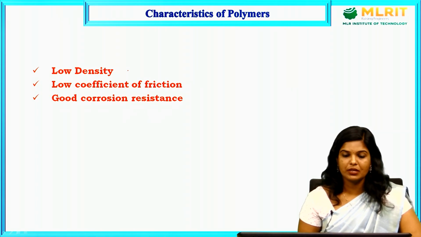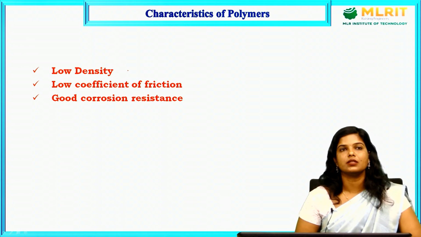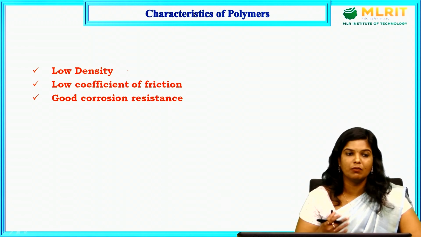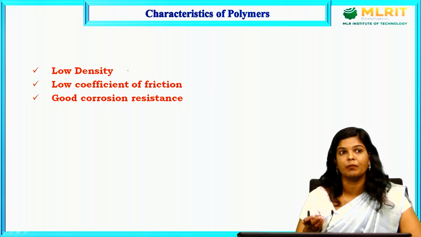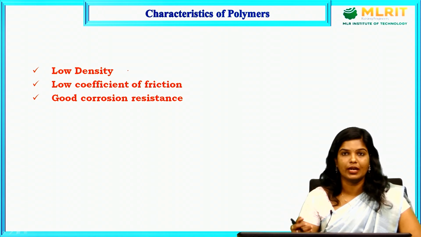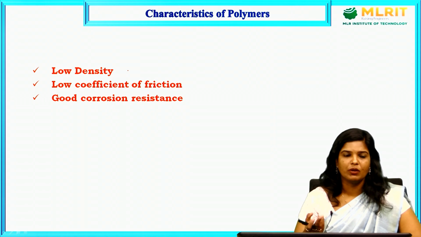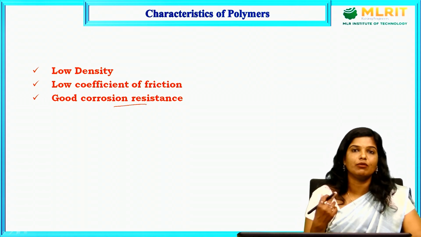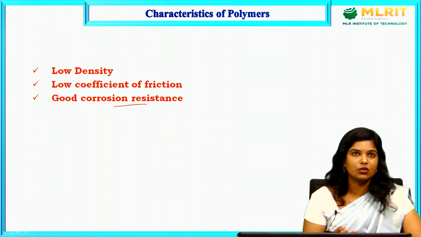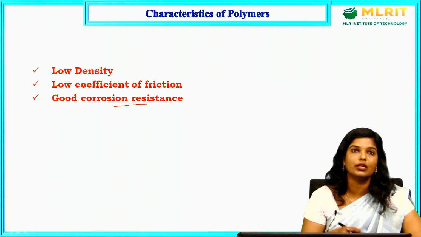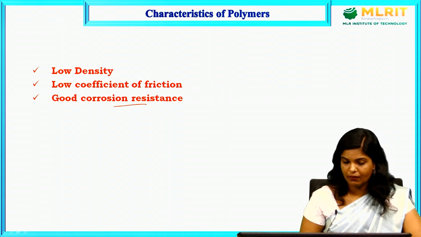Then good corrosion resistance. Polymers come into application in many areas like automobiles, medicine, and daily life, everywhere. They will be exposed to all the environmental conditions like sunlight, temperature, climate change, water, vapors, everything. If it gets corroded soon, then we may have to change it repeatedly, which is not good for a material. So, it should not get corroded very fast. In that way, it should be maintained.